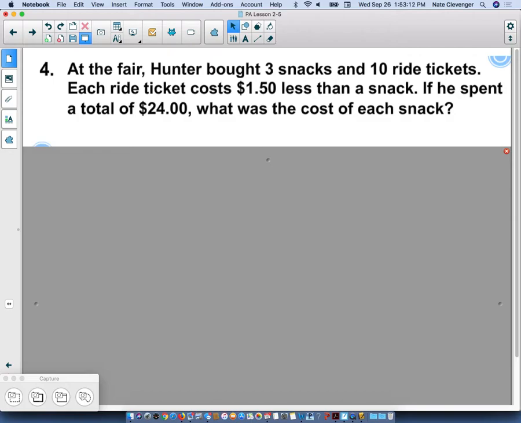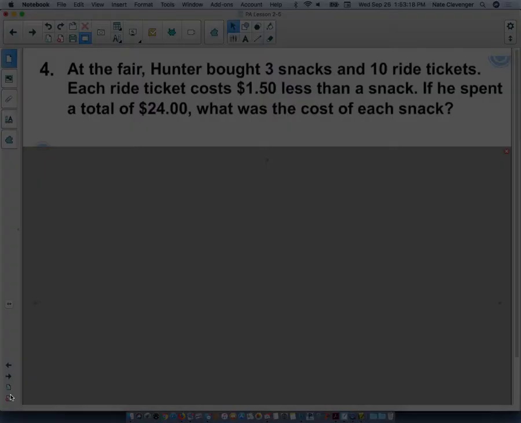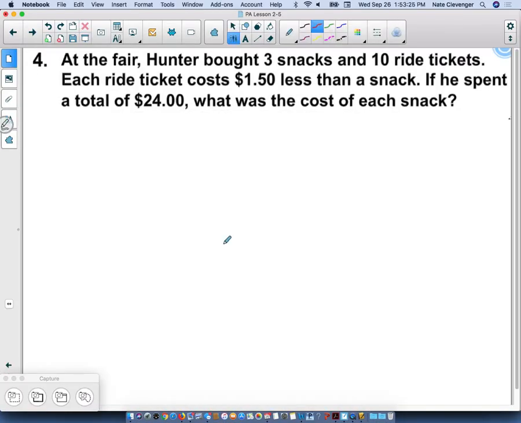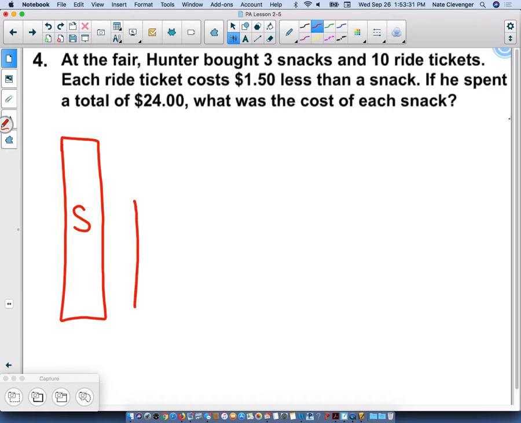At the fair, Hunter bought 3 snacks and 10 ride tickets. Each ride ticket cost $1.50 less than the snacks. Which item costs more then? The snacks do, don't they? So if I were to just use a bar graph to represent those, and this is snacks, then I could draw the ride. I know the rides are less. They'd be there. What's the difference between the cost of the ride and the cost of the snack? Each ride ticket costs $1.50 less, so it's $1.50 difference between those two. Cool with this so far?